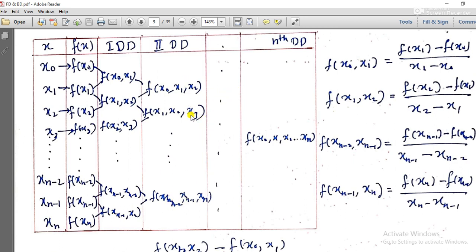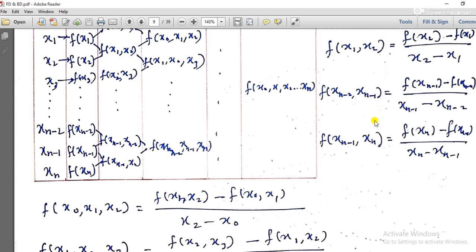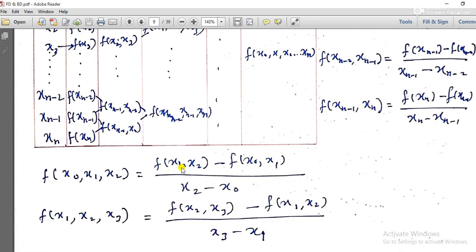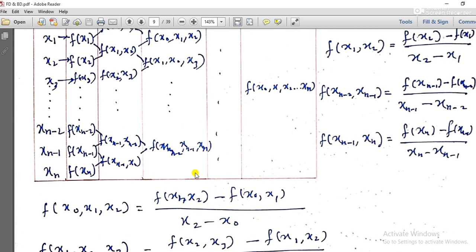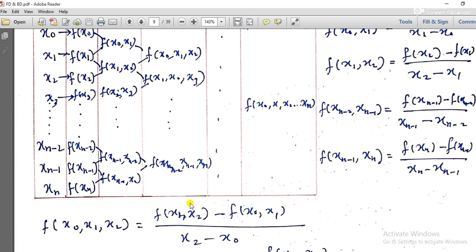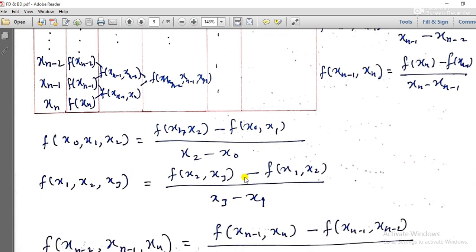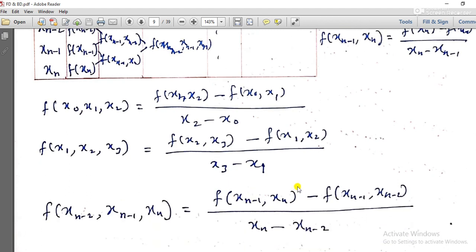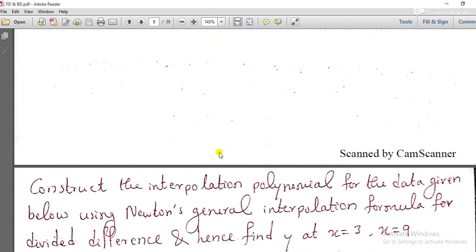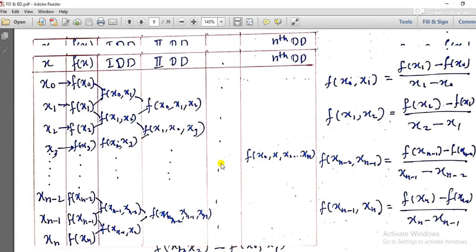The next value is this value minus this value, divided by x3 minus x0, and this is the third divided difference value. These are the formulae. For example, f of x1 comma x2 is f of x1 comma x2 minus f of x0 comma x1 divided by x2 minus x0. The next one, f of x1 comma x2 comma x3, is f of x2 comma x3 minus f of x1 comma x2 divided by x3 minus x1. So this is the Newton divided difference formula.